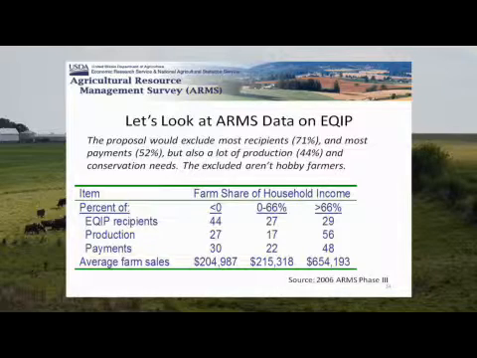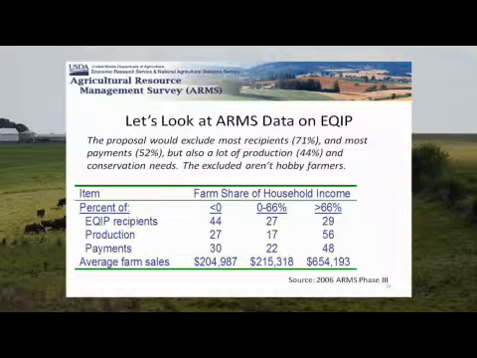When we looked at this, we found that the proposal would eliminate most recipients. Now, from the point of view of the people making the proposal, that might be a good thing. We could target the money more closely to the people we thought might be real farmers. And those people that would be eliminated from the program received actually most payments, 52%.